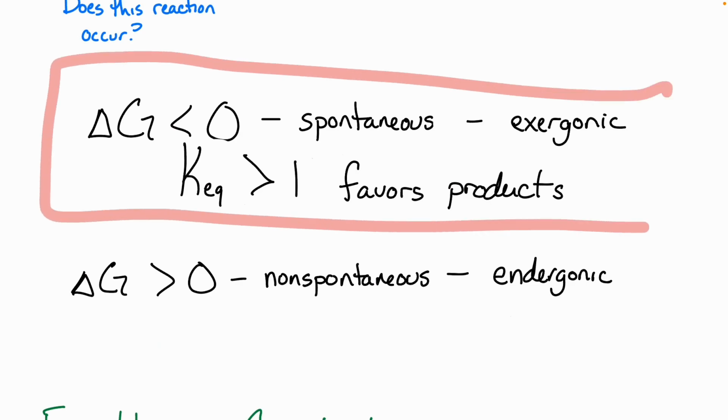This is all saying the exact same thing. A negative delta G, a spontaneous reaction, an exergonic reaction, a KEQ greater than 1. Those are all telling you the same thing. This is a favorable reaction, right? A reaction that favors the products.